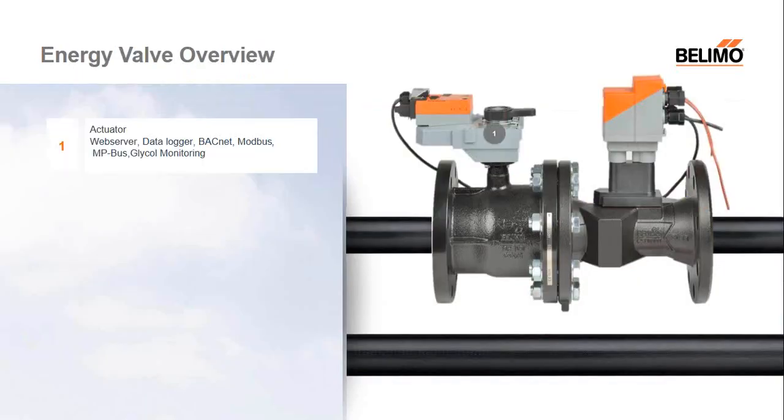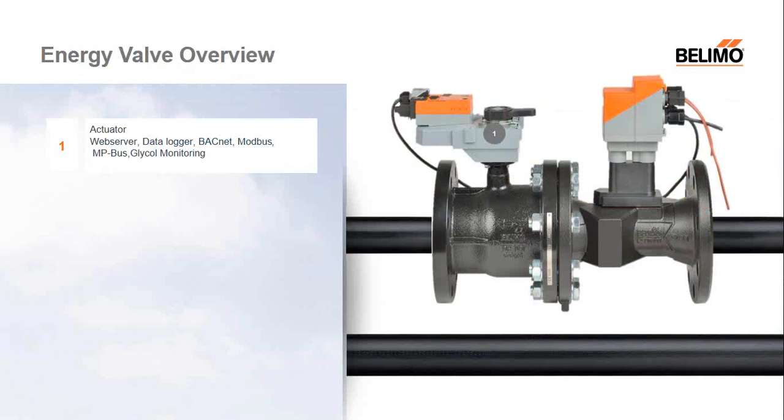I'd like to first start with an overview for those of you that are not that familiar with the Energy Valve. The first component that I'd like to talk about is the actuator. The actuator is the most advanced actuator in the Belimo platform, and there's a lot going on in that little actuator on top of it controlling the valve.